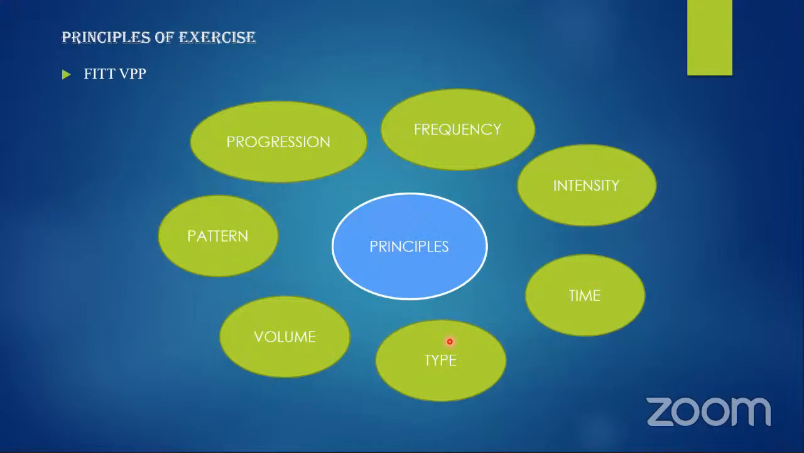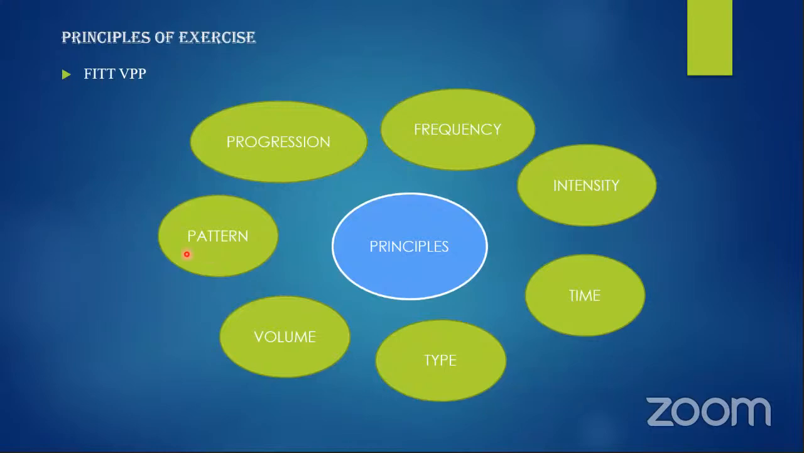Next comes the time. So this describes how much duration of exercise you are doing a day. Next comes the type. So type means what type of exercise you are doing. It may be aerobic or anaerobic or resistance or some neuromotor exercise or some sports specific activity. That depends on your interest. Next comes the volume. So volume describes the number of sets and number of repetitions per set you are doing in exercise.